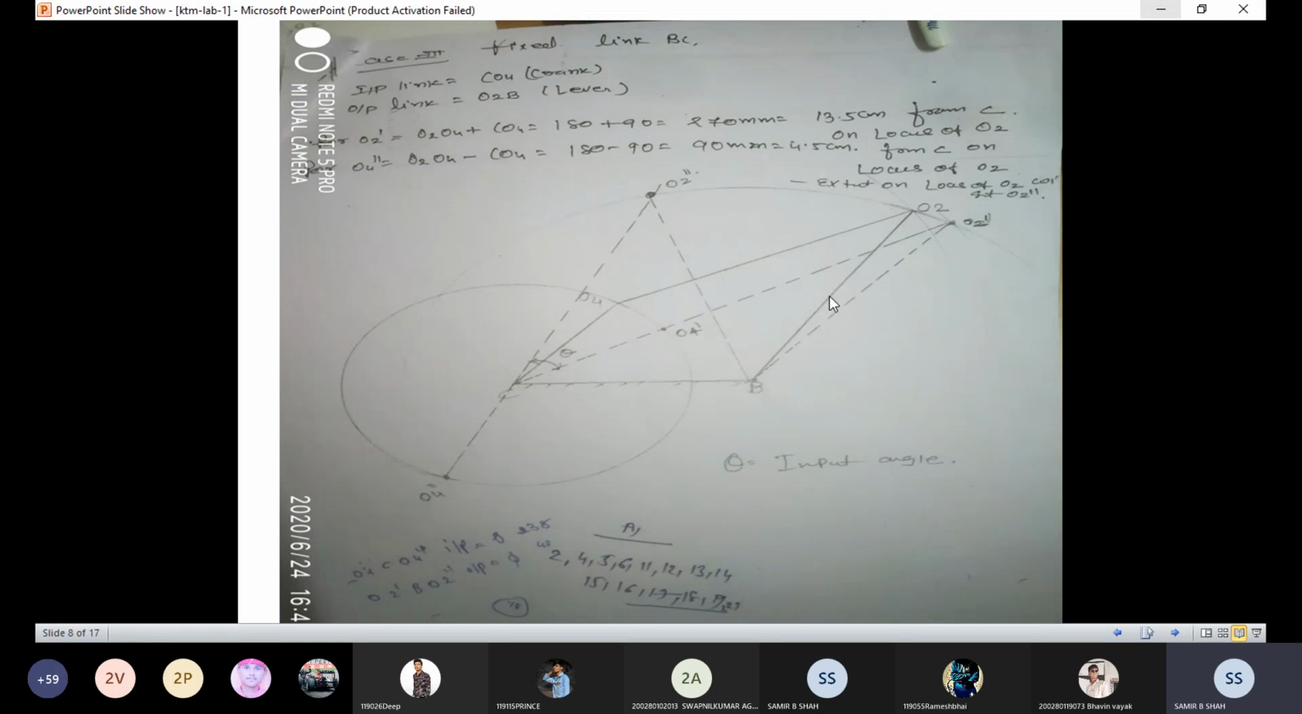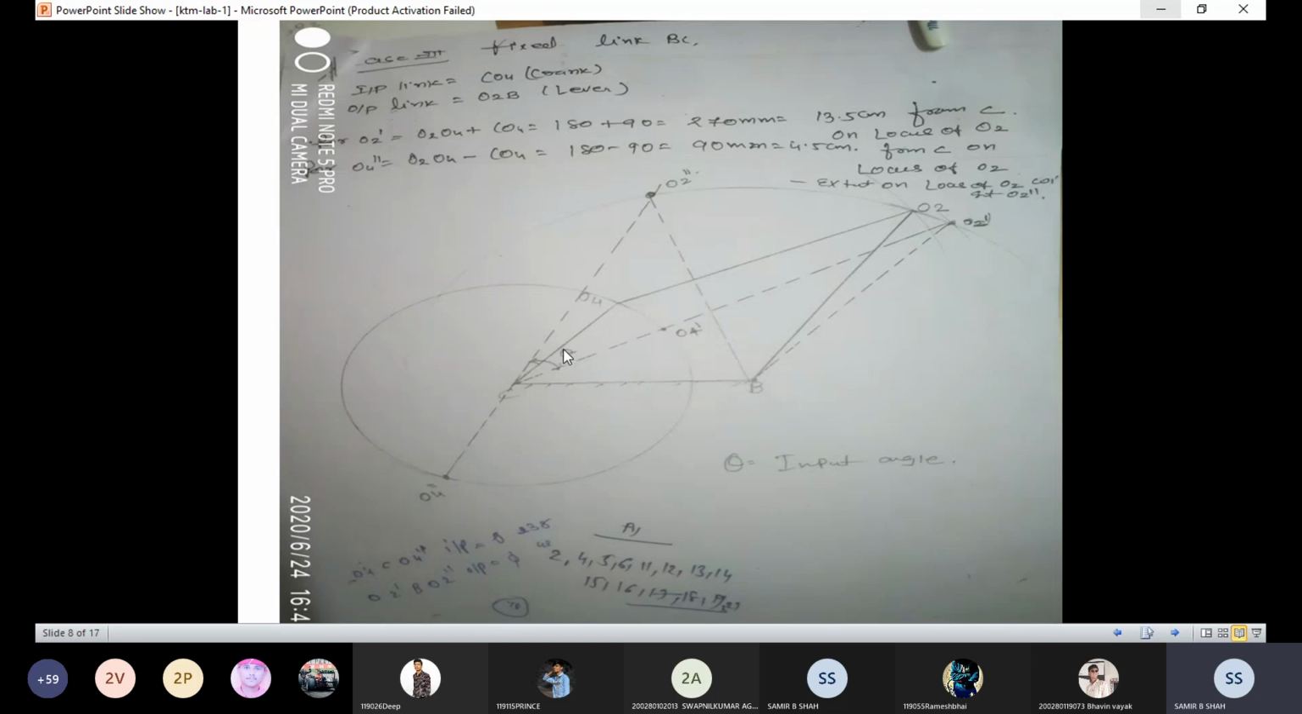Now, another thing, as we know, for O4 double dash, what we have to do? O2O4, you can just see here, is the biggest link. And if you compare with CO4, then this CO4 or input link is smaller. So in this type of case where input link is the smallest link, as we discussed in the first case, the same thing we repeat here. So O4 double dash we generate by taking O2O4 minus CO4. O2O4 is 180 and CO4 is 90.